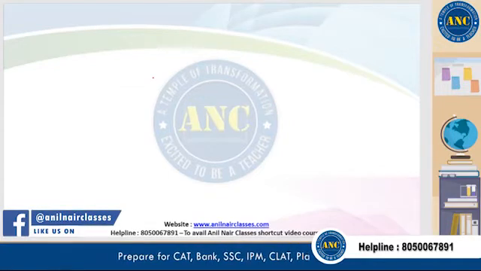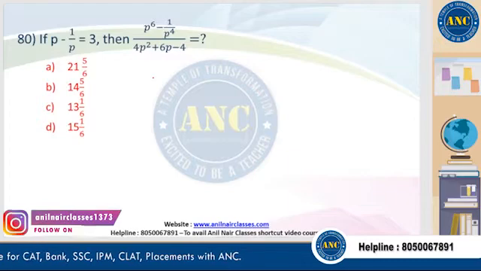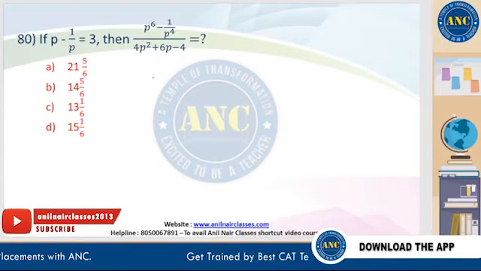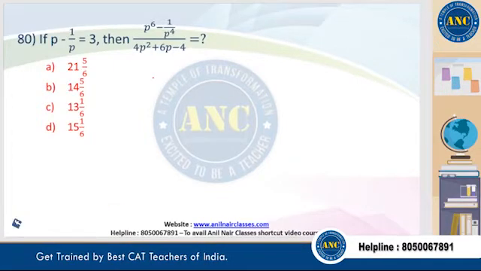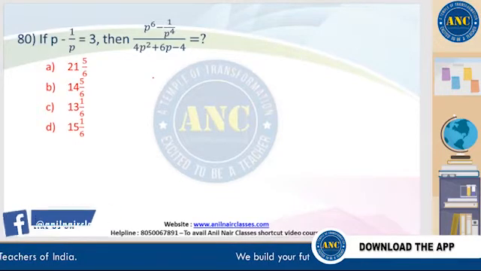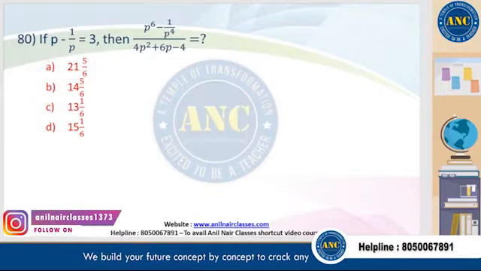Next, question number 80. Very much similar. I am just giving these questions for your practice so that you will understand it much better when I solve it. Question number 80. P minus 1 by P value is given. So in this question they have directly given P minus 1 by P. They are not telling you to find P minus 1 by P like the previous question. Directly they have given. So no headache.